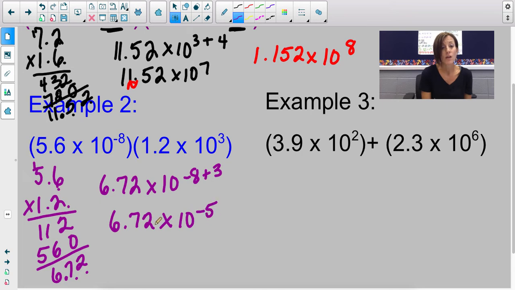Now I got 10 to the negative 8th plus 3, which is 6.72 times 10 to the negative 5th. No reason to move the decimal place. There's already one digit to the left. It is a negative exponent. I could flip it and rewrite it in the denominator, but I'm just going to leave it simplified as is.